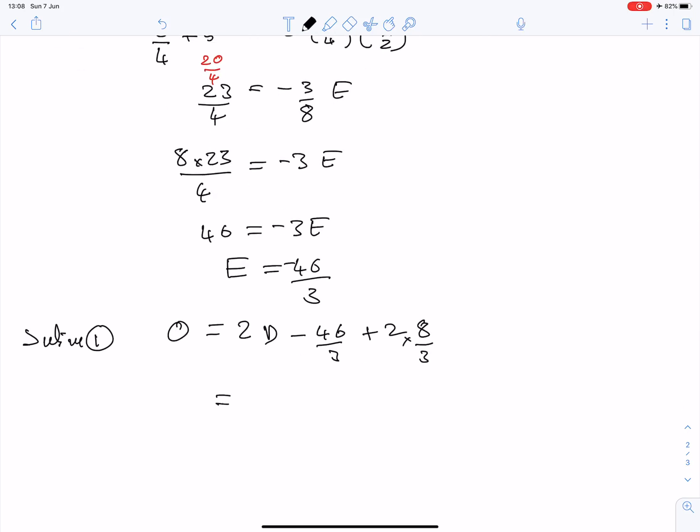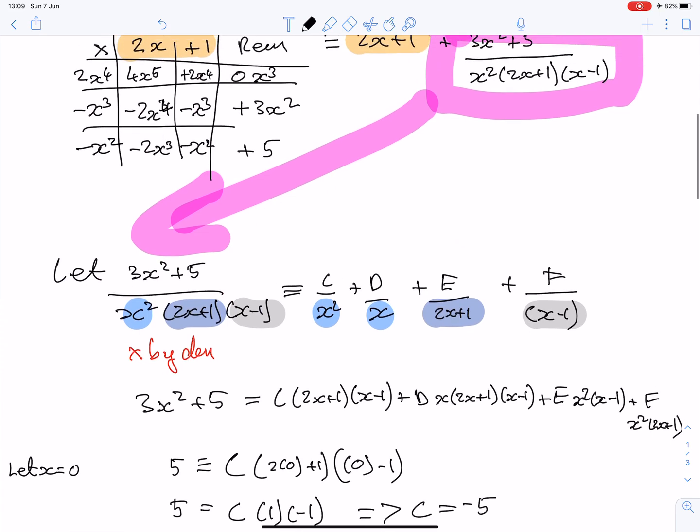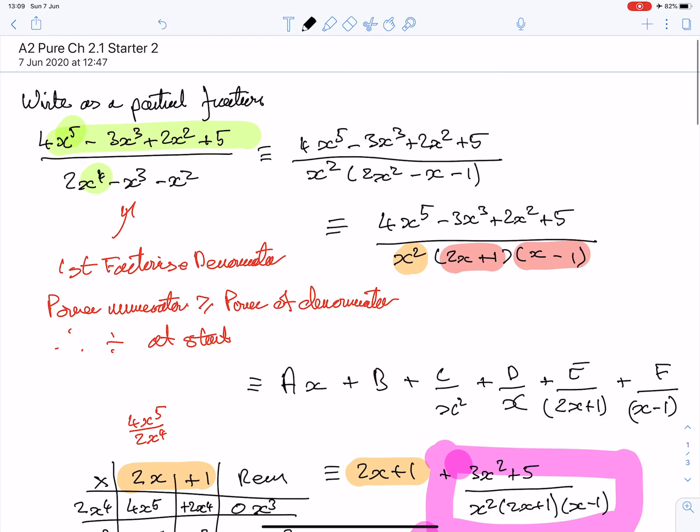So we've got 2D minus 46/3 plus 16/3. So that's 2D minus 46 plus 16 is minus 30/3 is minus 10. Wow, that came up more nicely than I expected it to. So 10 equals 2D, D equals 5. So we've now got all our terms, so we can finally list out our answer.